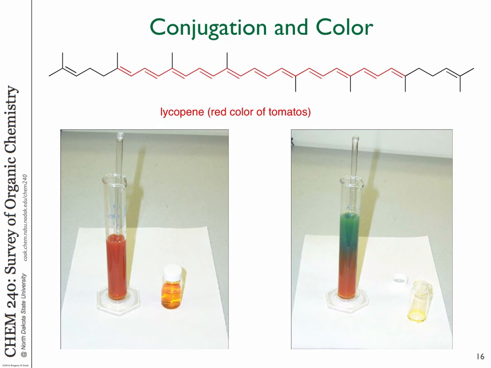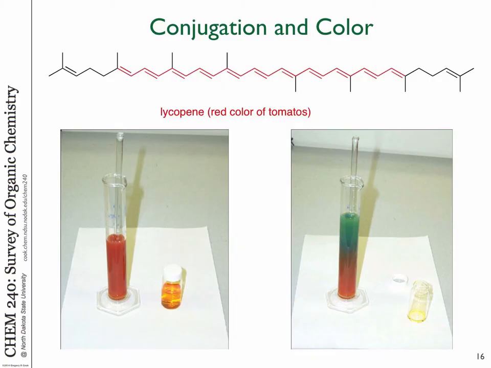It's creating different lengths of conjugation, right. So notice now, instead of just red color, which we still have, lycopene here on the bottom, you can see red on the bottom, but you see almost a rainbow, where you have purple, blue, green, it's getting a little yellow at the top. Okay? The color changes depending on the concentration of the bromine.